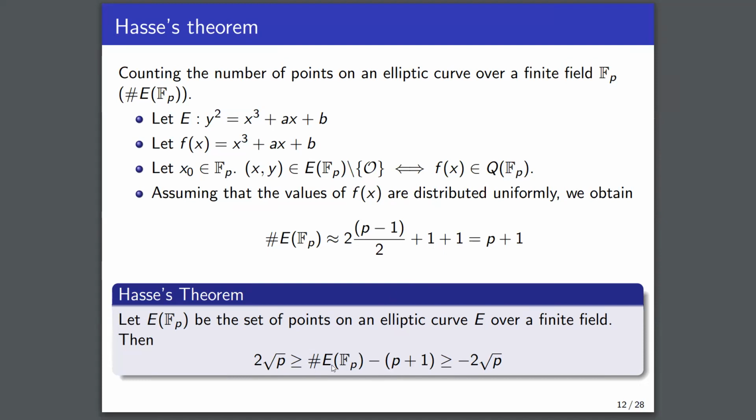This error term is the difference between the total number of points and our estimate p plus 1. So the error is bounded by 2 root p and minus 2 root p. So yeah, we have some sort of bound on the number of points on E(F_p). Later we will see that if this error is higher, then it's harder to break the cryptosystem.